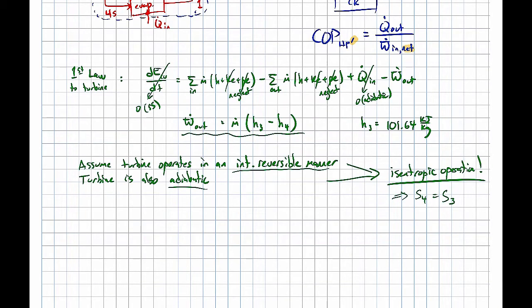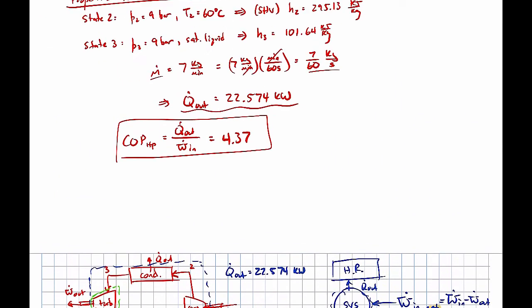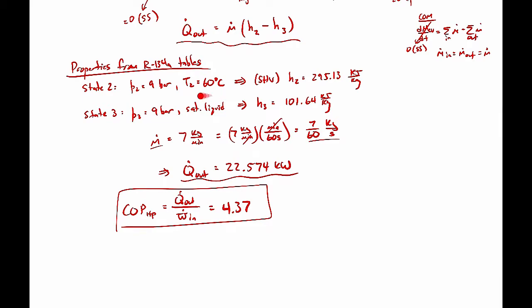So in my previous expressions up here, I'll replace 4 with 4s. I've just replaced it right here with a 4s. Okay? And then I'll assume the specific entropy at 4s is equal to the specific entropy at state 3, because we're assuming isentropic operation. So I need to find the specific entropy for state 3. We can do that using the property tables. We know at state 3 we know the pressure, and we know that it's a saturated liquid, so we can look up the specific entropy for that. So let's do that.